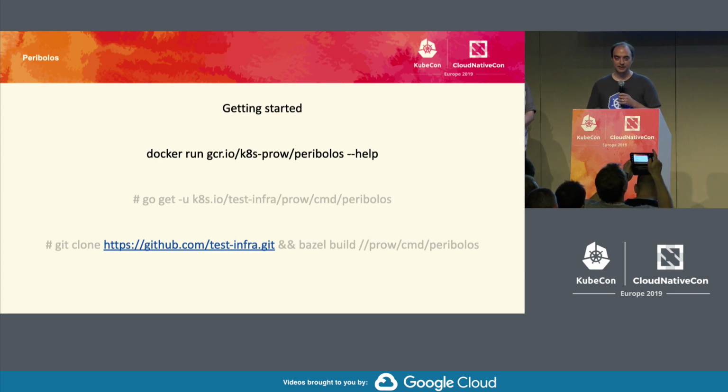We try to make this easy to run and play around with. So if you want to get started, it's pretty easy to do. If you want, you don't even need to install anything. You can just run the image. We publish images on every commit, so whenever we change it, we auto-publish new images. Obviously, you can also go get it, or you can check out our repo and build it yourself.